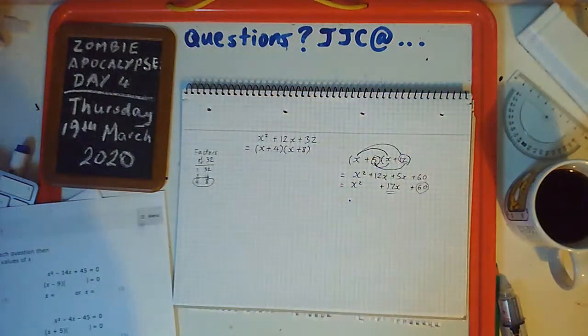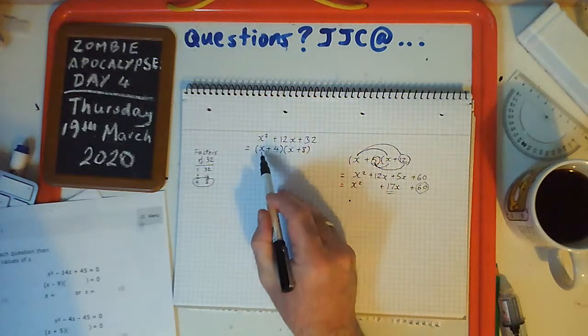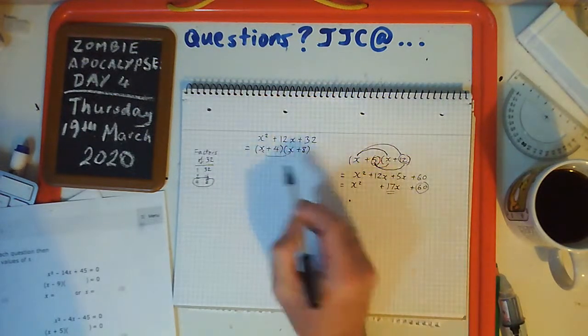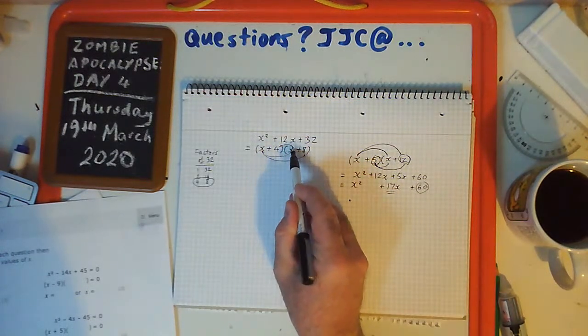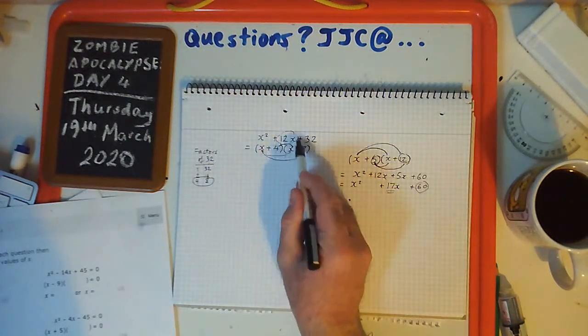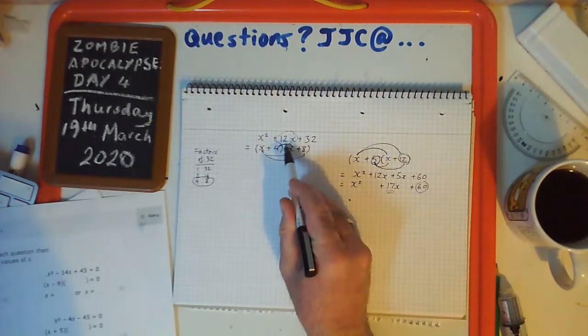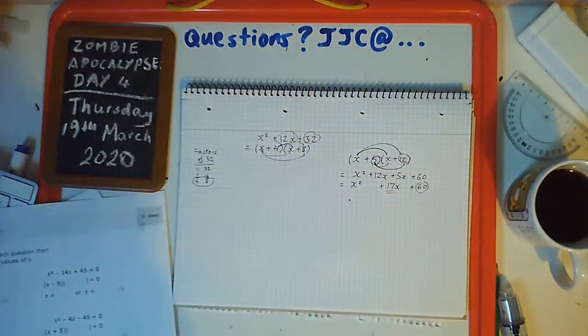And we can check that just by multiplying everything out again. x times x will give us the x squared. x times 8 will give us 8x. 4 times x will give us 4x. Together they make 12x. And 4 times 8 will give us 32.